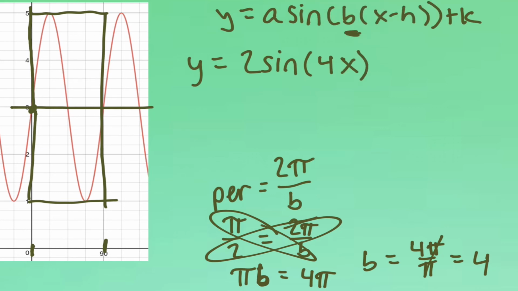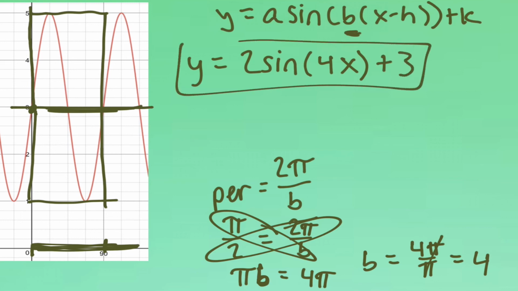And then, because we traced the midline, which is usually at 0 for sine and cosine, but now it's shifted up 3, that's going to be plus 3. And this will be our new equation.